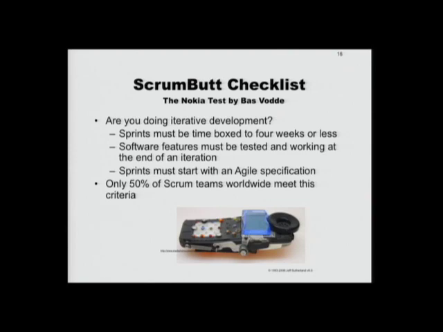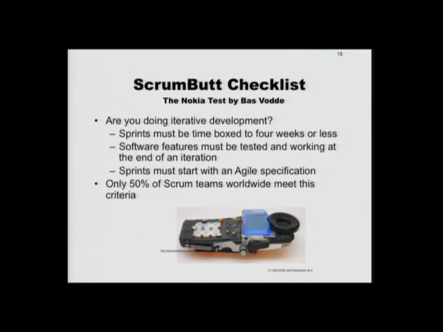Bas Vodde came up with the first Nokia test in a presentation he did in 2006. I'm going to put it up on my website, so people are asking me, where did this come from? And in that first slide presentation he did, it was all about agility. So it was about agile practices and iterations. And actually in that he said their sprints must be less than 6 weeks. But of course in Scrum we always want them less than 4 weeks. So I've kind of fine-tuned it for Scrum.